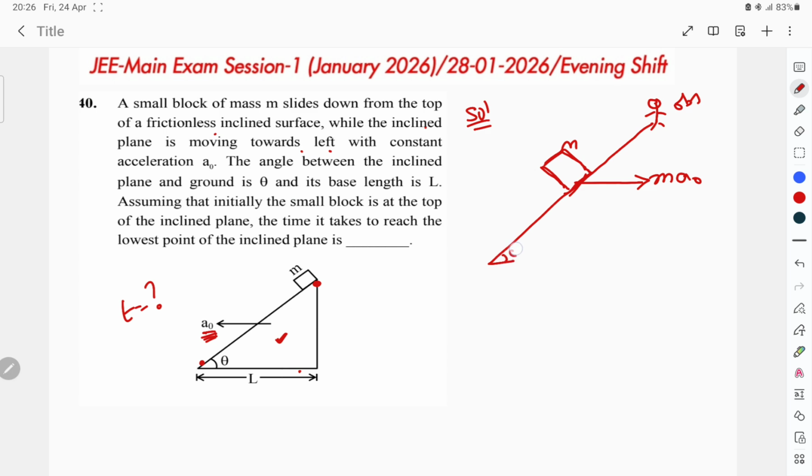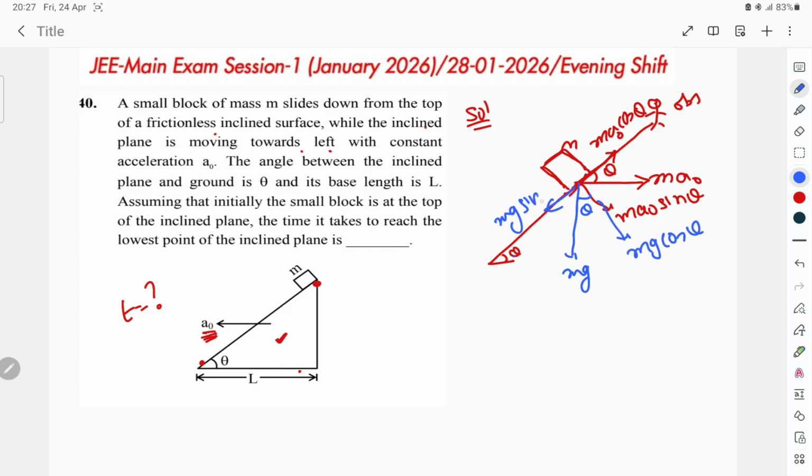For example, here theta is given. If you resolve into two components, in this direction m a0 cos theta will be there, and in this direction m a0 sin theta will be there. And with that, gravity is also acting in this direction, mg. The angle here is also theta. So in this direction mg cos theta will be there, and in this direction mg sin theta.